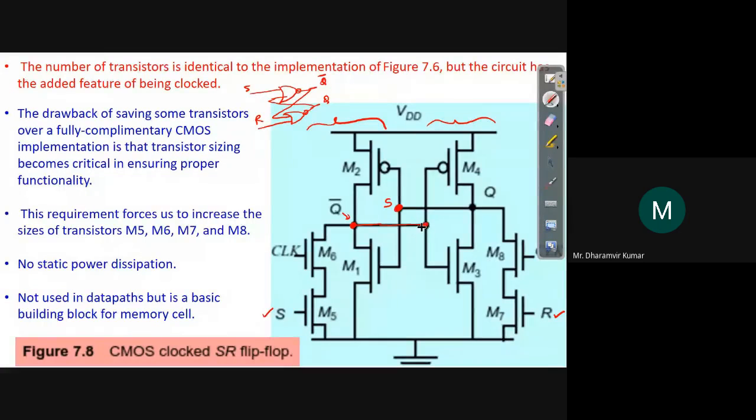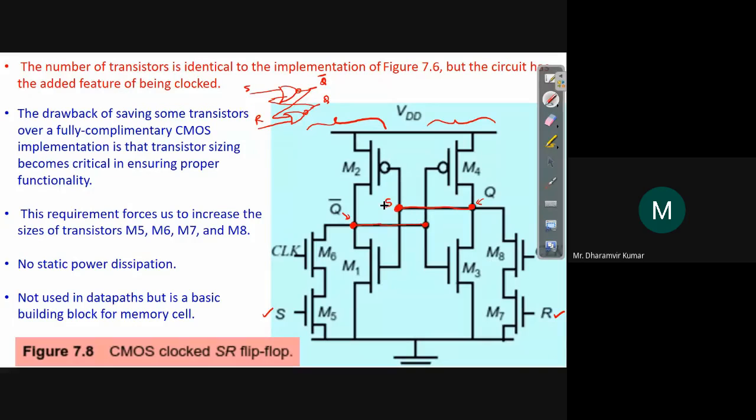Okay, and the output is here, Q. The output is taken at the common point between pull up and pull down, and this is the output node for the second stage, that's Q. And this output Q is connected back to the input of the first NOR gate.